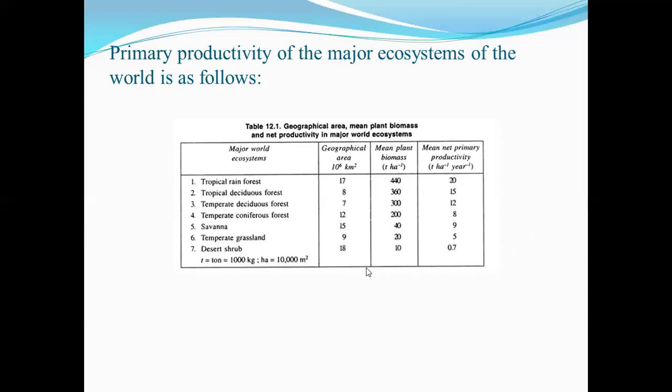So this is the way you can see that productivity of the tropical rainforest and deciduous forest is more. Net primary productivity is more in these areas than in the temperate forests and grasslands.